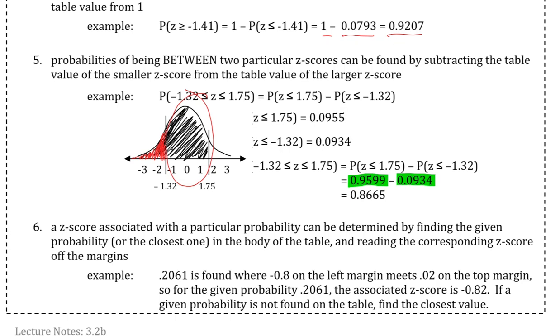For example, if you have a probability of 0.2061 to the left, we find that where negative 0.8 on the left margin meets 0.01 on the top margin. So for the probability of 0.2061, the associated z-score is negative 0.82. If a given probability is not found in the table, find the closest value.